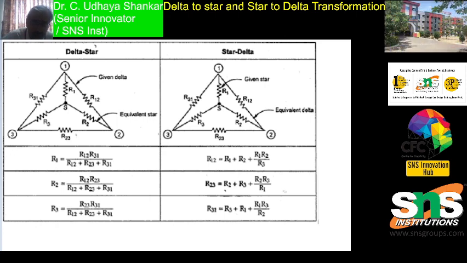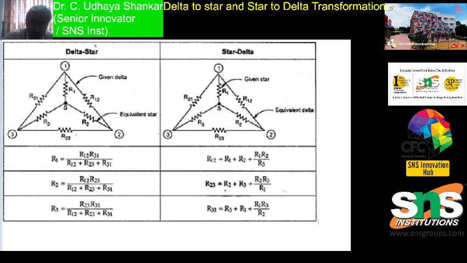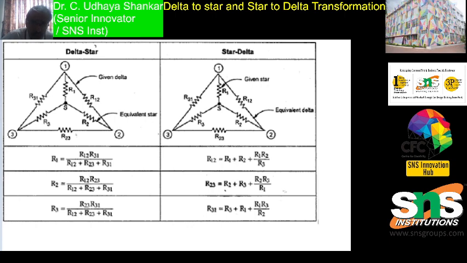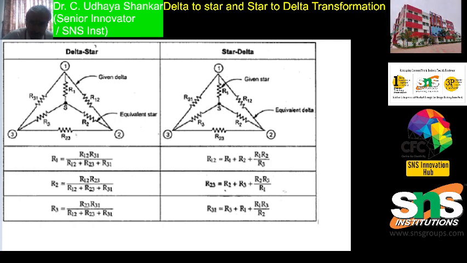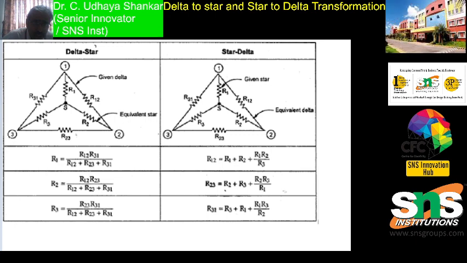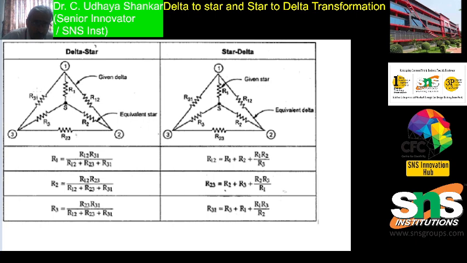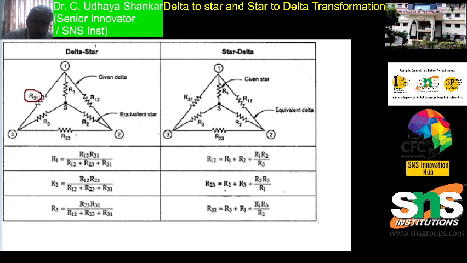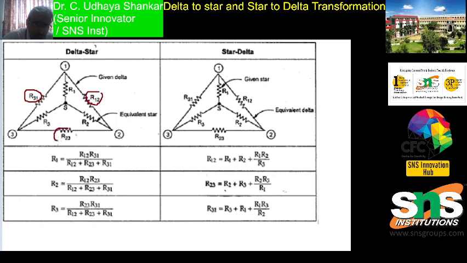Okay, so in the previous video I have done delta to star and star to delta individually, but here I am just going to compare the formulas of delta to star and star to delta, putting them side by side. So here, as you all know, for example, in case of delta to star, you will be having a delta. So this is the delta circuit, that is, you will be having three different resistances, that is R12, R23 and R31. So this has to be converted to R1, R2 and R3.